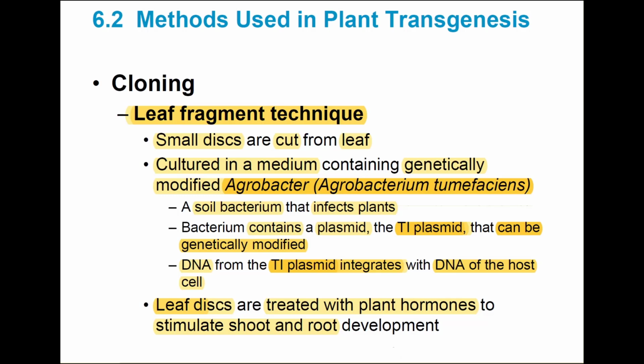This plasmid, just like all the plasmids we talk about, such as E. coli plasmids, etc., can be genetically modified using all the techniques you guys have learned so far this semester. So you can cut it with endonucleases, you can stick pieces in, and then you can use this to infect plants or these leaf cut discs. DNA from the TI plasmid integrates with DNA of host cell. Leaf discs are treated with plant hormones to stimulate root and shoot development, just like I showed in the previous slide. Generally auxin, cytokinin, sometimes gibberellins, etc.